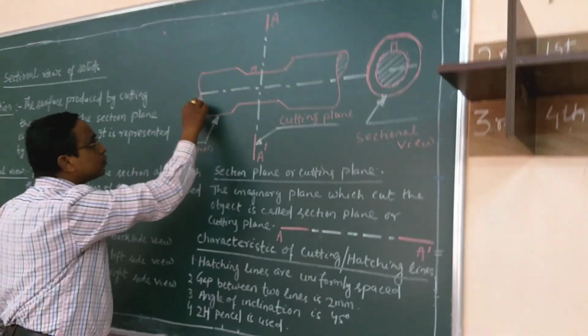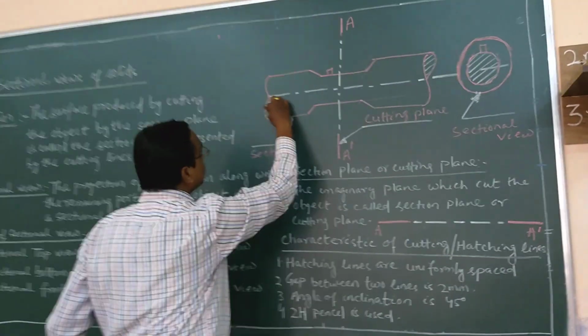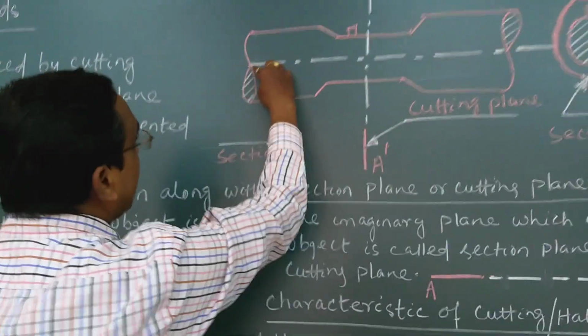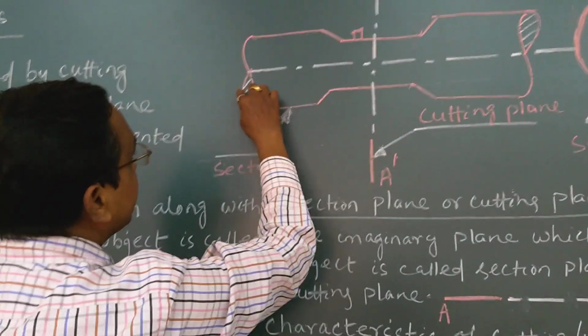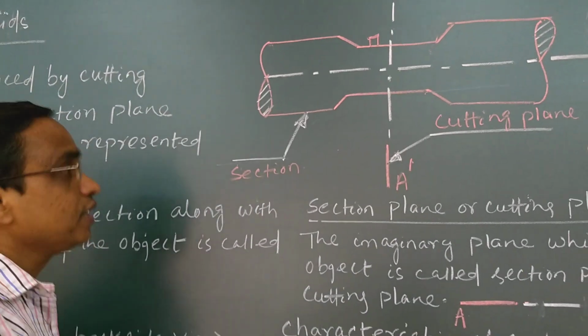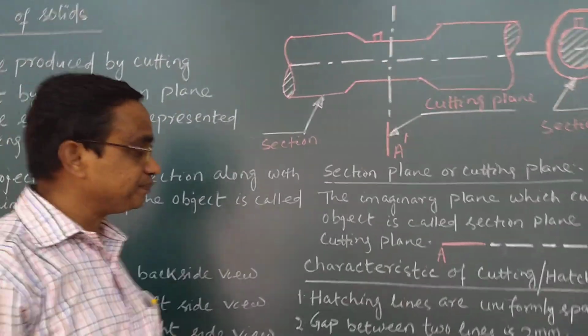Just to mark here, I also use the same thing. 2H pencil, gap is uniform, gap between two lines is 2 mm and angle of inclination is 45 degree with the horizontal.